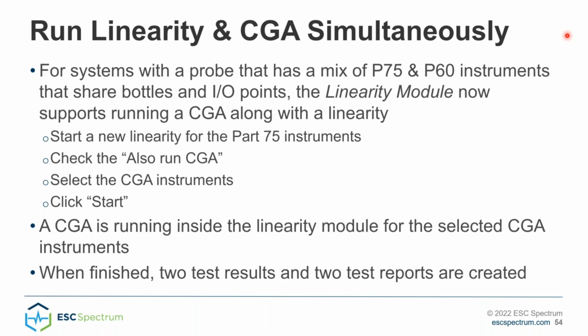So basically what you do is you drive this all from the linearity module, not the CGA module. Start a new linearity test, select all your Part 75 instruments, and then an also run CGA checkbox will be enabled if your system configuration is set up for that. Then you select the CGA instruments that you want to include and then hit start. And effectively what is happening is a CGA test is running inside the linearity module for those instruments. They start and finish together. If they abort, they abort together. And then you have two separate test results and two test reports that are created, one for the linearity and one for the CGA.